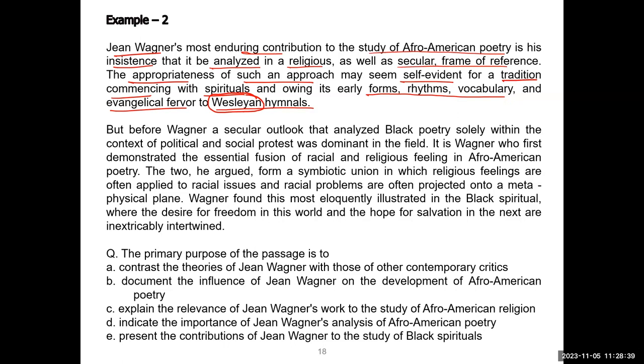The evangelical fervor, evangelical means preaching. The excitement with which you preach. Fervor means excitement, enthusiasm. Evangelical means the preaching. The preaching enthusiasm which you see in Afro-American poetry, all of it comes from spirituals and hymns. That means the very foundation of Afro-American poetry is religion. And that is why he's asking you to analyze Afro-American poetry from both a religious and a non-religious, that is secular angle. Did you understand the first paragraph?